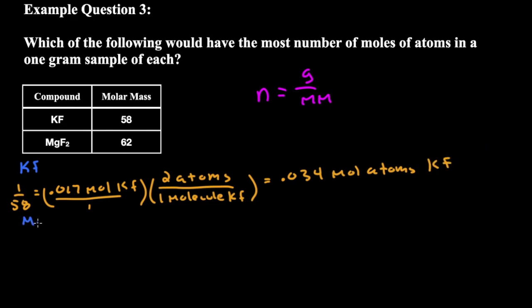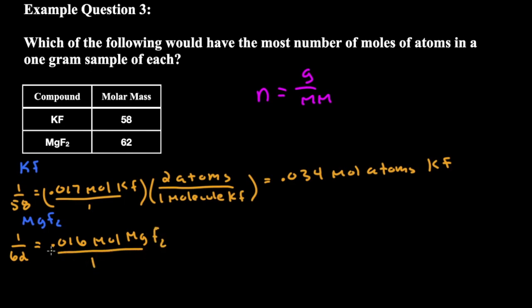And so now let's try MgF2. So we're going to have 1 gram, just like before, and we're going to divide that by 62. And then that's going to be 0.016, and that's going to be moles of MgF2.